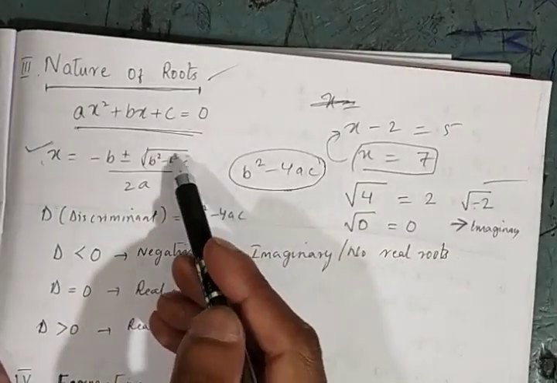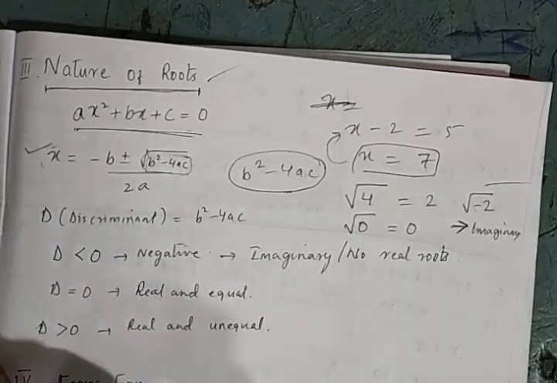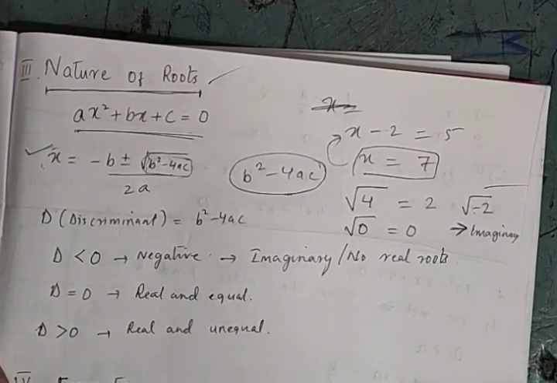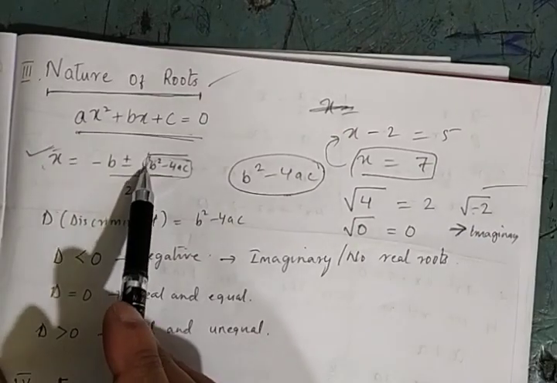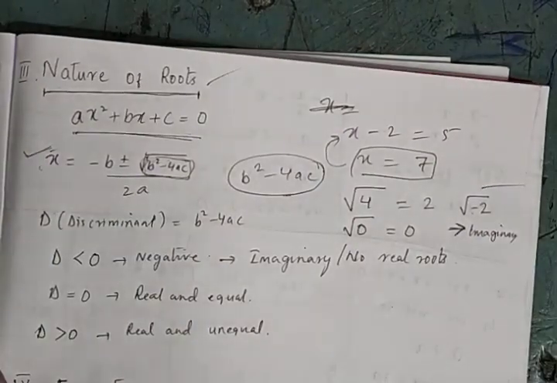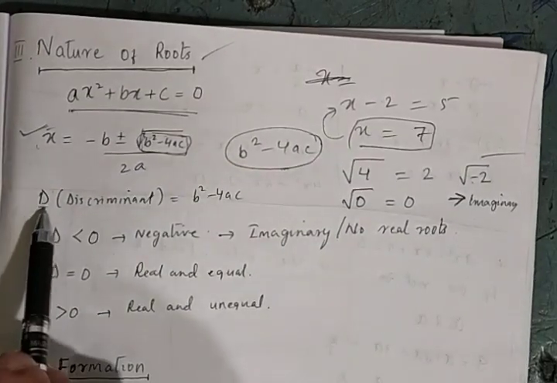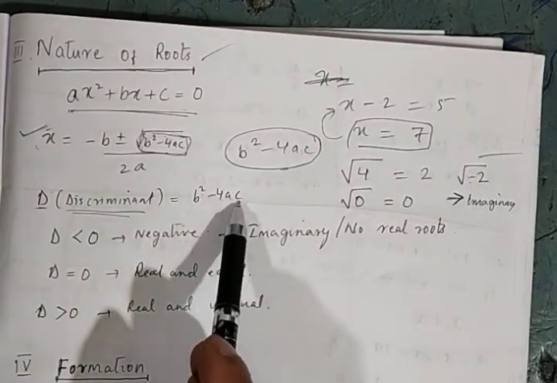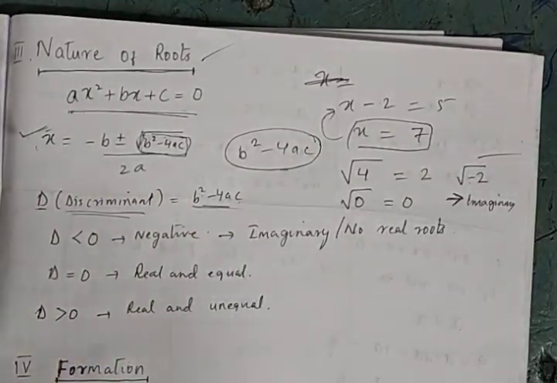Now this part determines the roots. This part determines the value of x. Whatever is inside the square root, that is very, very important. Means whether the roots are real or imaginary, what type, b square minus 4ac will determine. So that's why D means discriminant. What is discriminant? b square minus 4ac is that, not the root. Okay, the inside part is important. This is called discriminant.